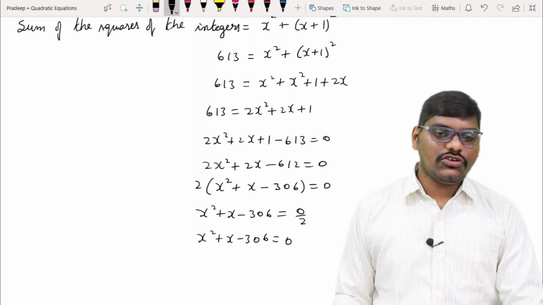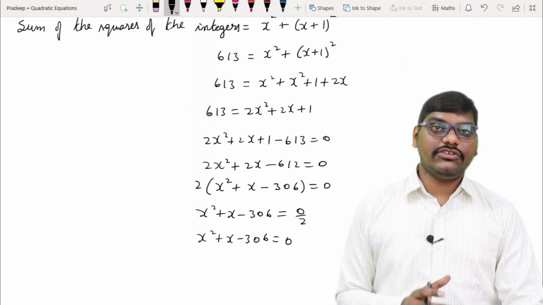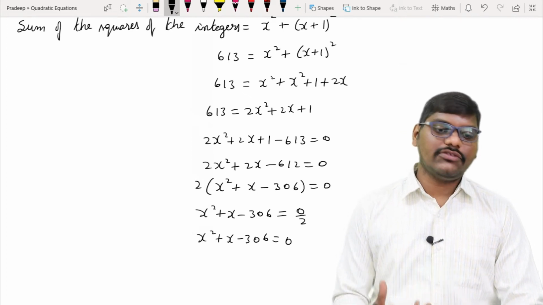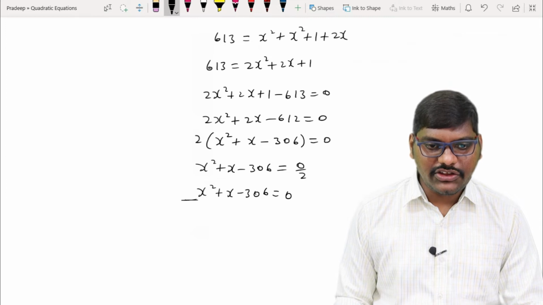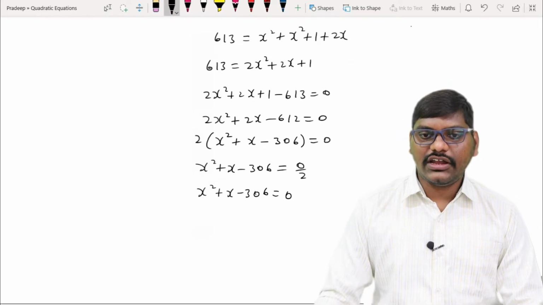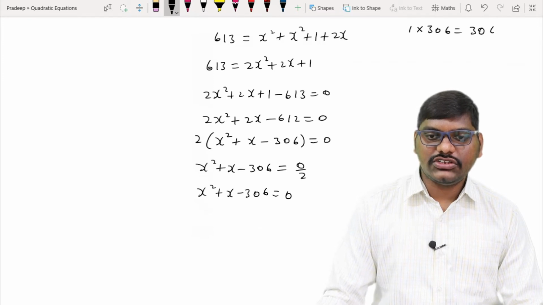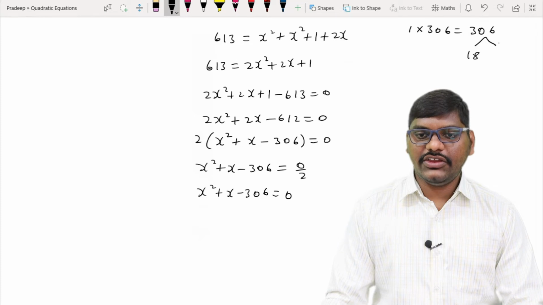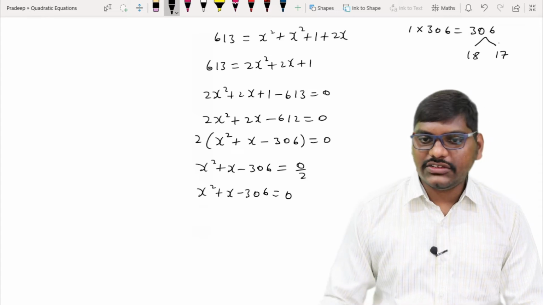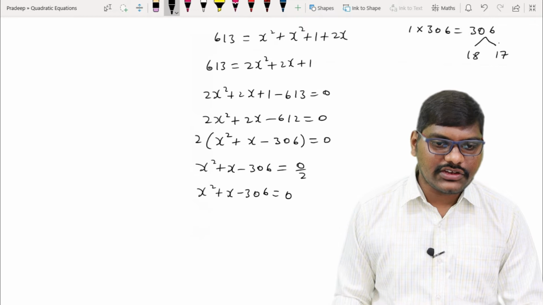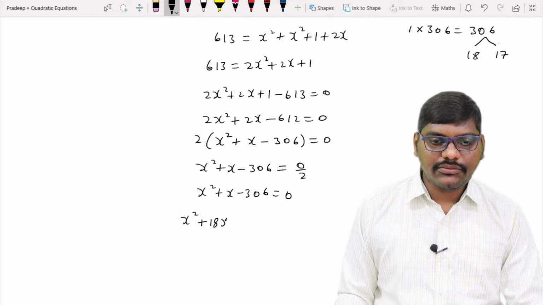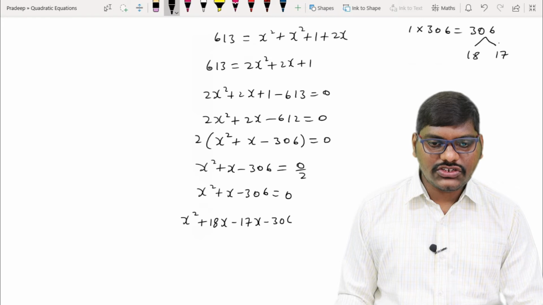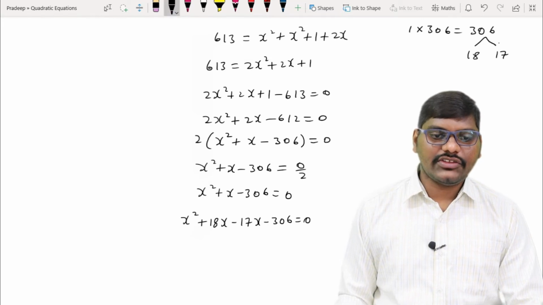So x square plus x minus 306 equal to 0. This is a perfect quadratic equation, and we have to find its roots. So let's do that. For x square, the constant is 1 and here it is 306, so 1 into 306 is 306. Multiples of 306: we can take 18 into 17, which is 306. 18 minus 17 is plus 1, so we got the perfect value. I can write x square plus 18x minus 17x minus 306 equal to 0.